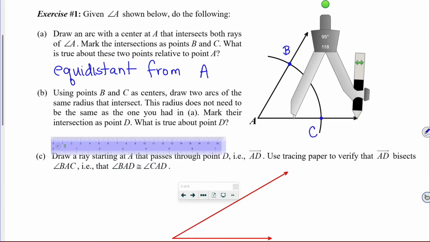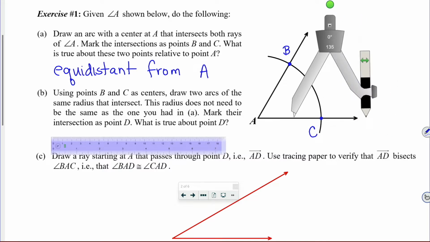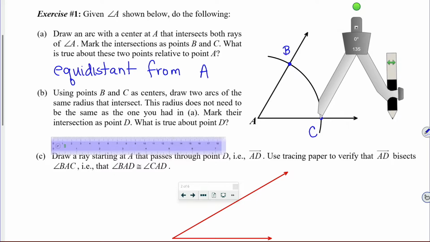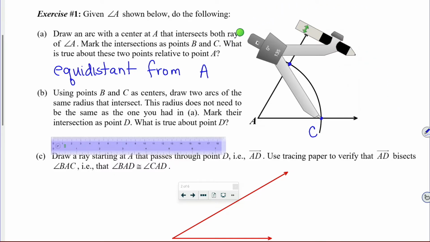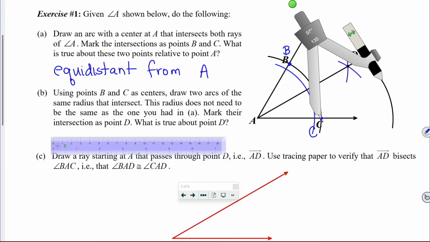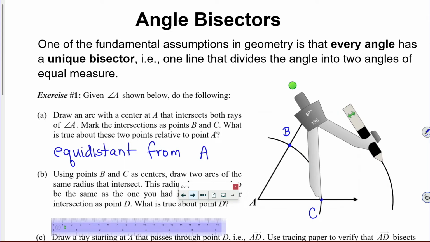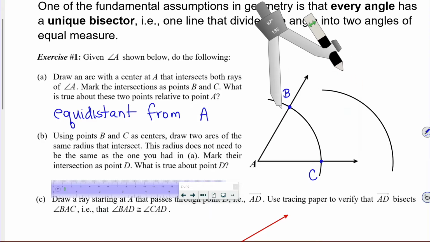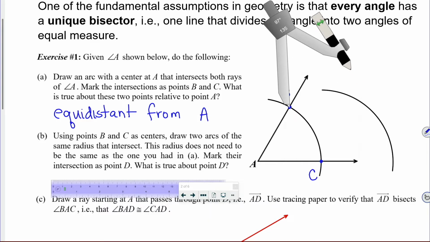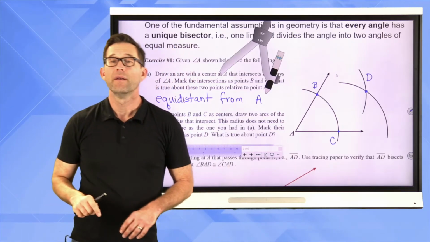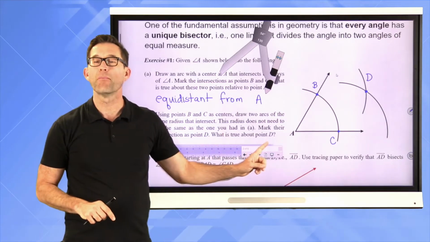Okay, first thing I'm going to do is draw my arc with a center at C. Now let's draw an arc with the same radius whose center is at B. There we go. All right, great. And I'm going to mark this as point D. Okay. Now, what is true, right? What is true about point D?